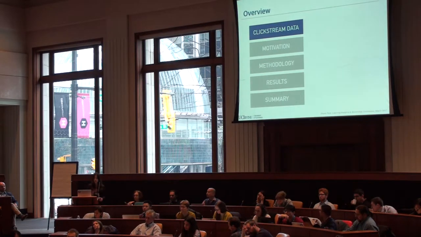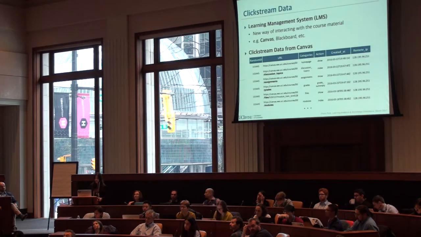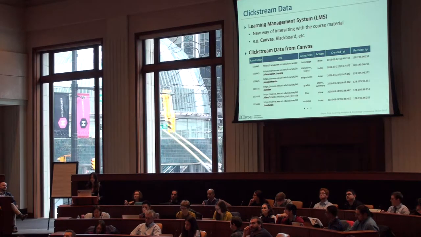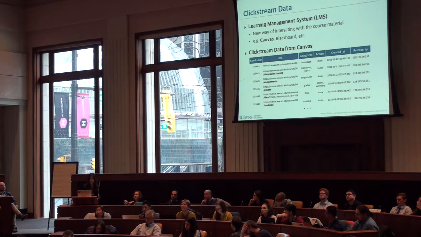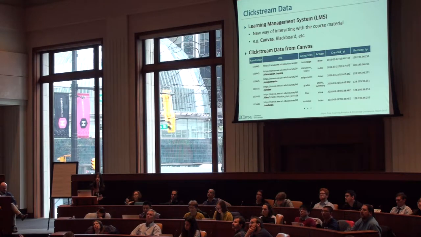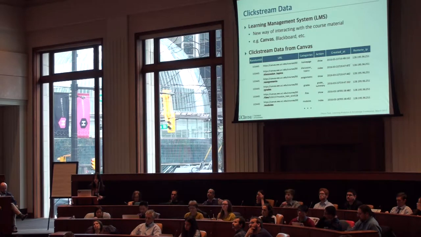Let's first talk about the data. These days, more universities are using a learning management system, such as Canvas or Blackboard, as a new way of interacting with the course material. At UC Irvine, we used Canvas, and this is what the original Clickstream data looked like. The first column there is an anonymized student ID, and then there's a URL, a timestamp, and the IP address for each click event.